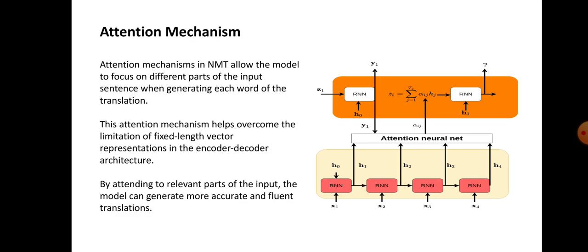Attention mechanism in NMT allows the model to focus on different parts of the input sentence while generating each word of the translation. This attention mechanism helps overcome the limitation of fixed length vector representation in encoder decoder architecture by attending to relevant parts of the input. The model can generate more accurate and fluent translations.